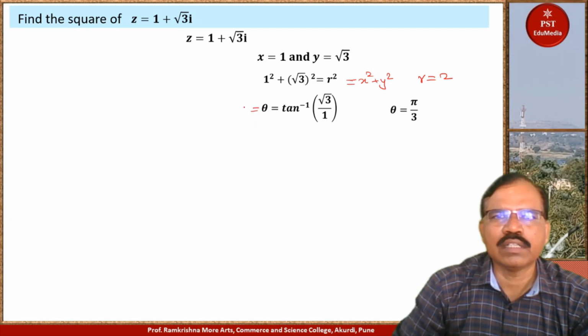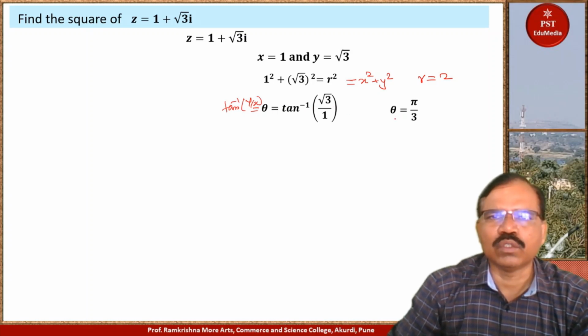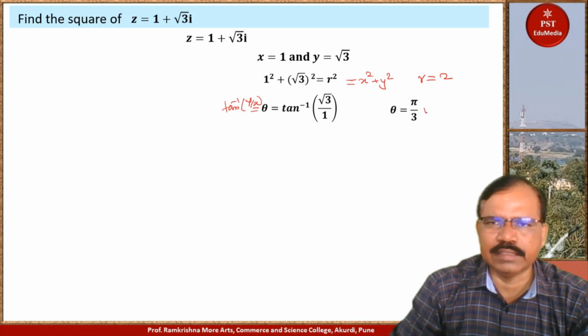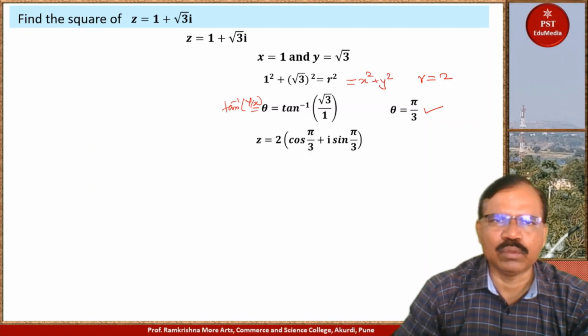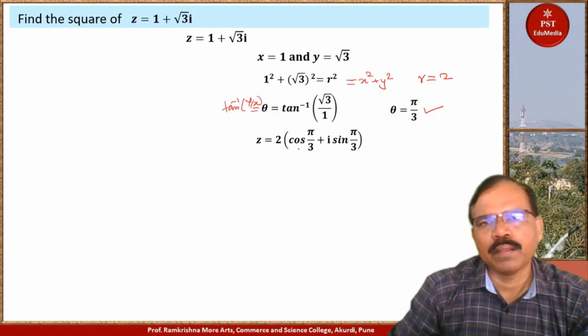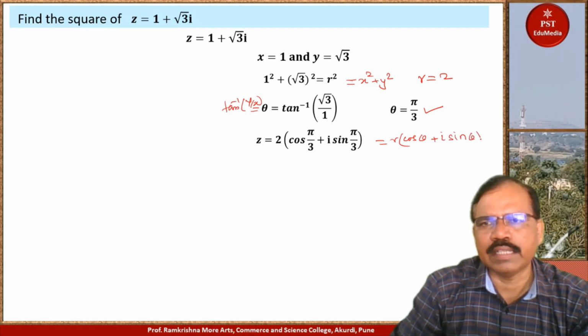And theta is what? Tan inverse y by x. So we get tan inverse root 3 by 1, that is theta is equal to pi by 3. So we can write z is equal to 2 (cos pi by 3 plus i sin pi by 3), because it is r (cos theta plus i sin theta), where theta is the argument, that theta is pi by 3 and r is 2.